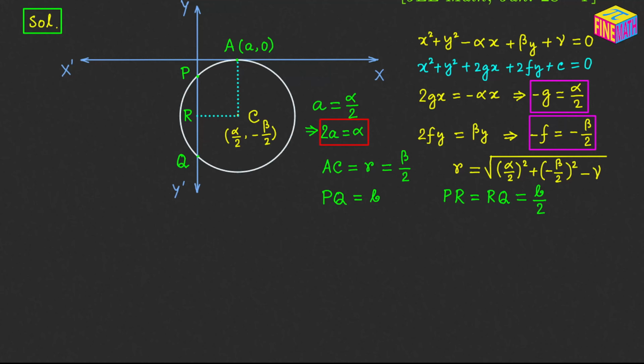That means PR will be equal to half of PQ, and that will be equal to half of b. So PR will be equal to RQ, and each of them will be equal to half of b, because PQ is equal to b.